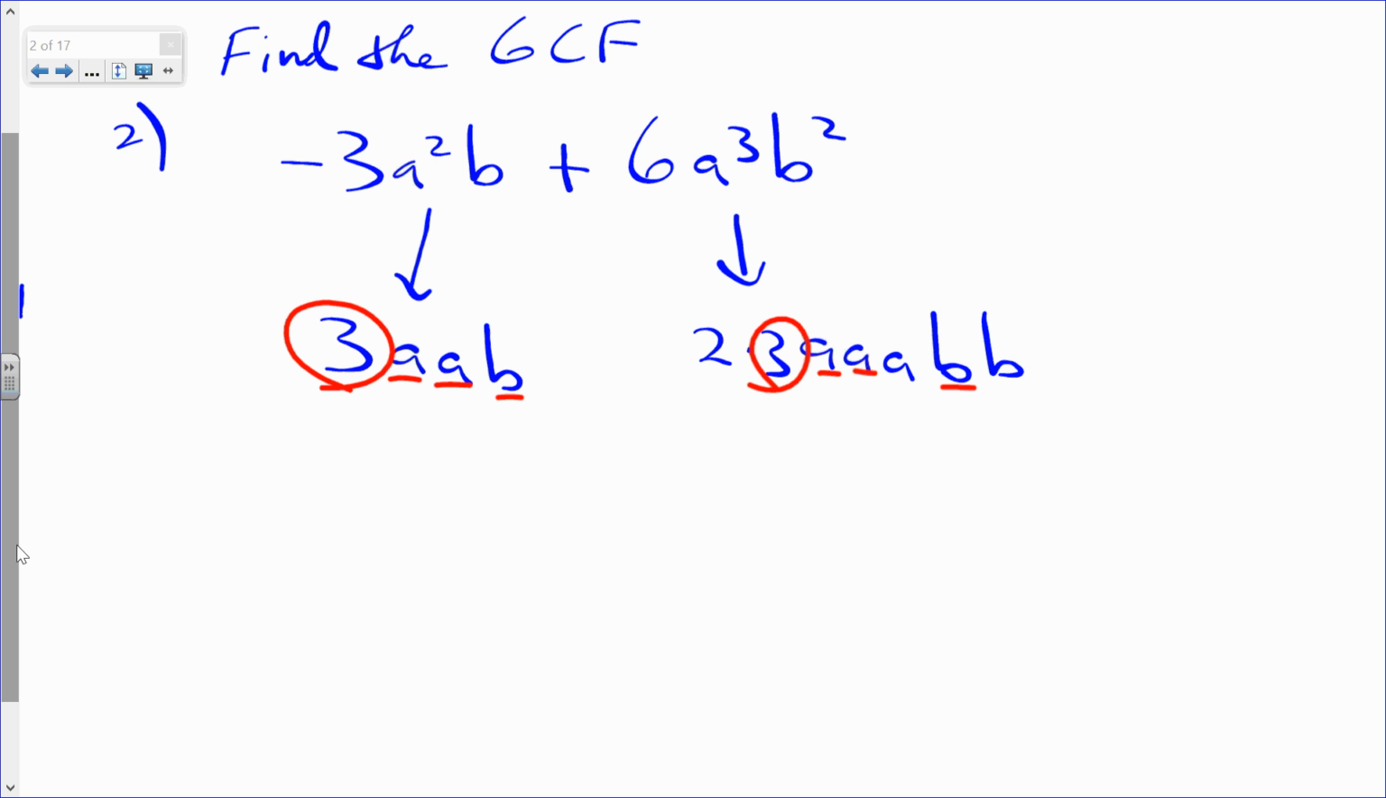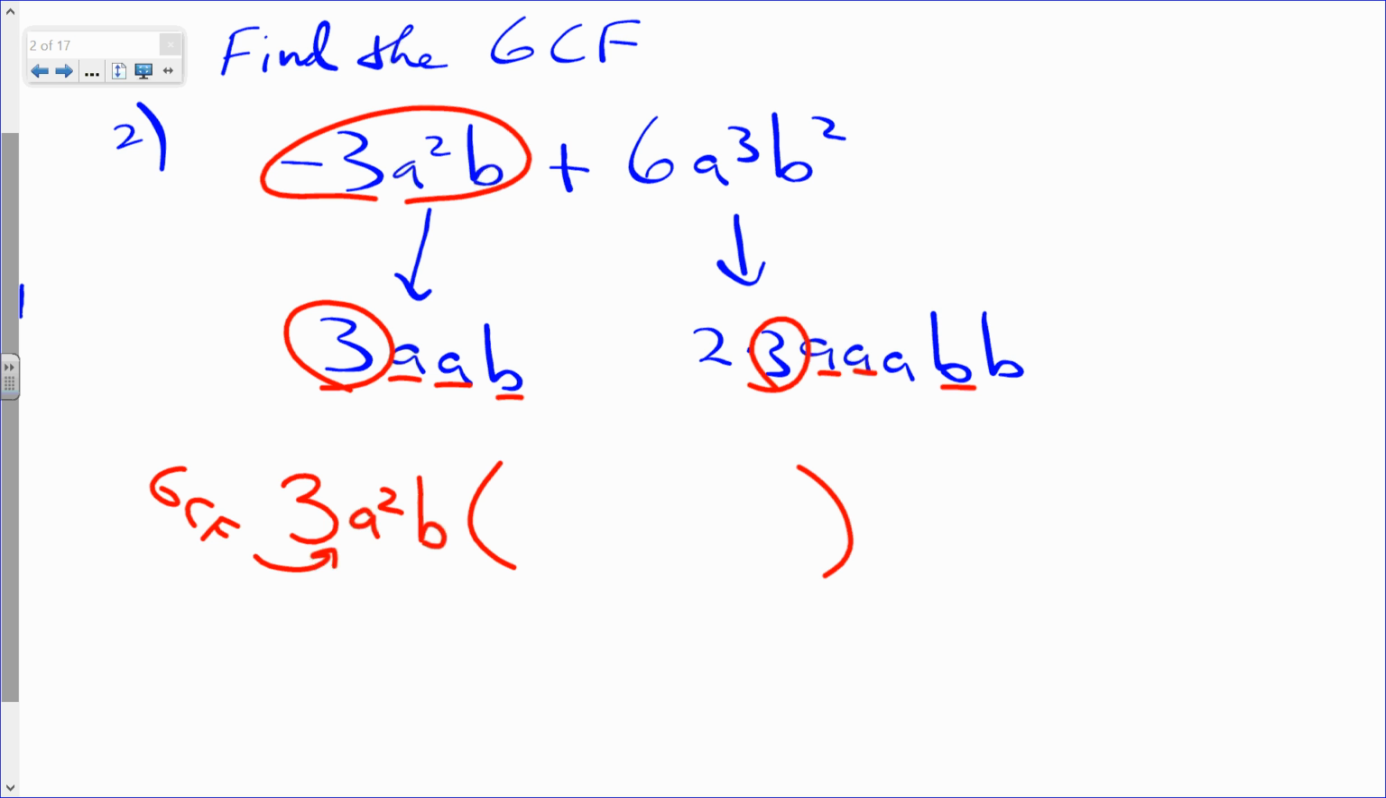Watch. 3A squared B, and now I'm going to put parentheses. This is the greatest common factor right here. Okay? This is just everything that they have in common. But now what we're going to do is rewrite this expression with the greatest common factor outside the parentheses. So I have to ask myself now, 3A squared B times what will be negative 3A squared B? Negative 1. 3A squared B times negative 1 is going to be a negative 3A squared B. Let me put a plus now.